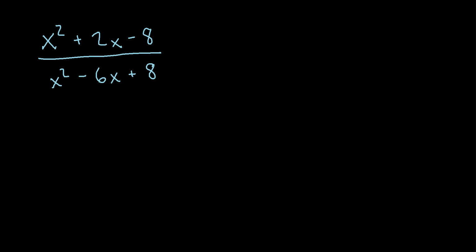In this video, we'll talk about how to find the holes in rational functions. So I have a couple examples for us to work through here. Let's check out the first one. We have (x squared plus 2x minus 8) over (x squared minus 6x plus 8).